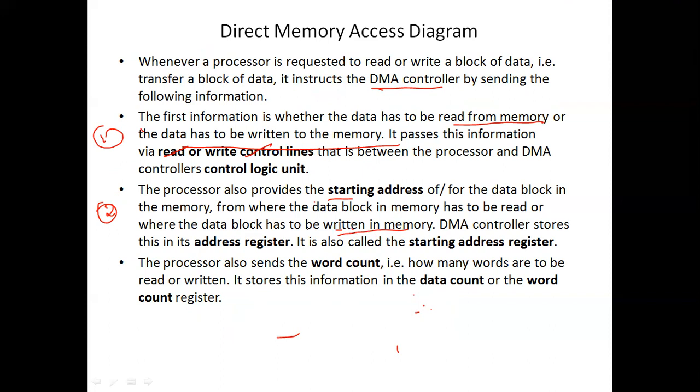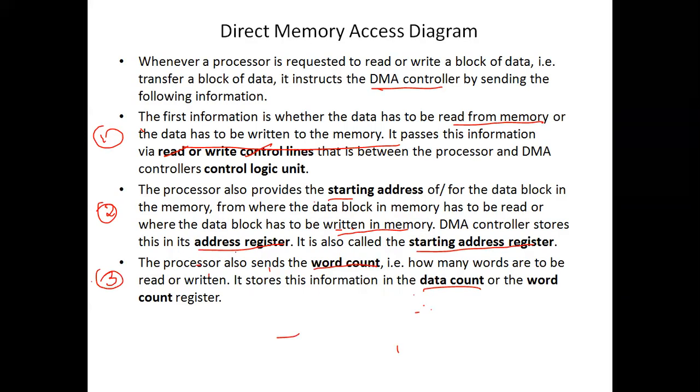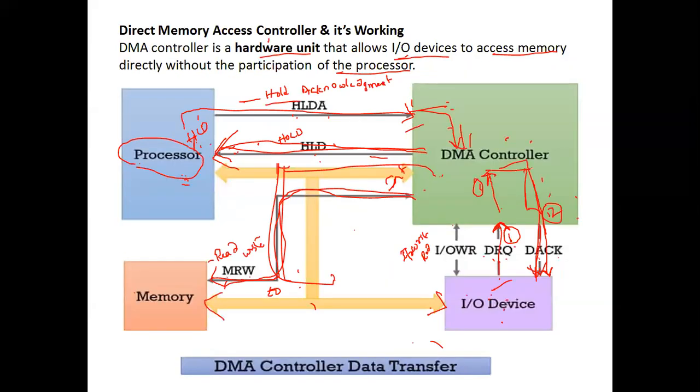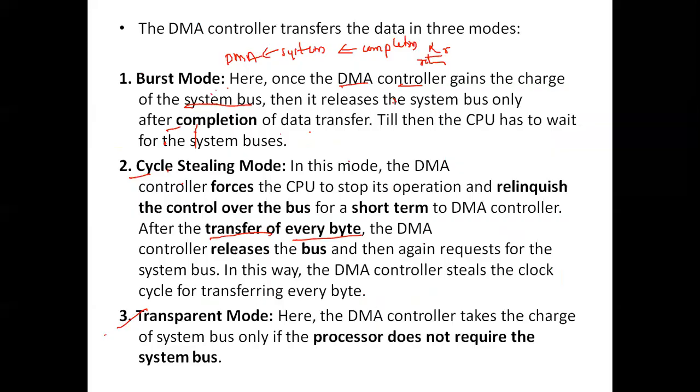This information is stored in the address register, which we also call the starting address register. And the third piece of information the processor sends is the word count, that is, how many words we have to transfer. It stores that information in the data count or word count register. This is the DMA controller block diagram and its working.